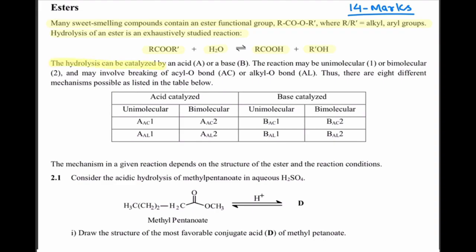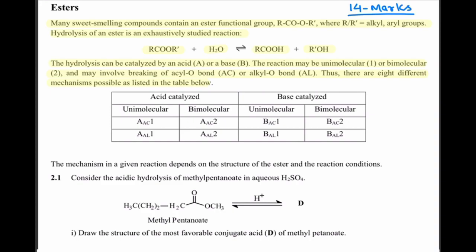The hydrolysis can be catalyzed by an acid or a base. The reaction may be unimolecular or bimolecular and may involve breaking of the acyl-oxygen bond or the alkyl-oxygen bond. Thus, there are 8 different mechanisms possible as listed in the table below.